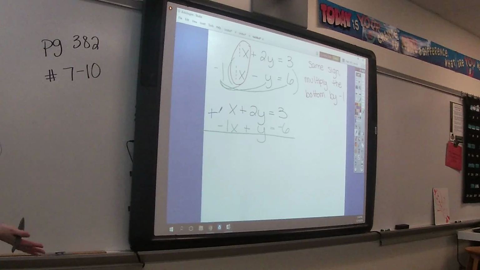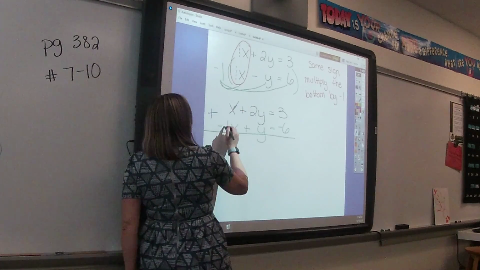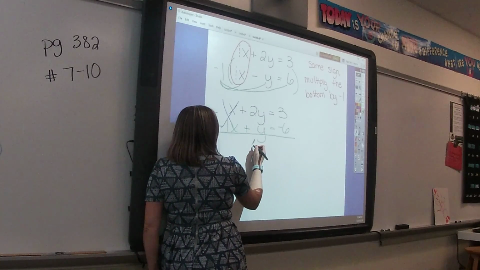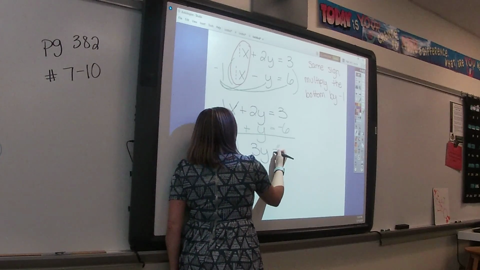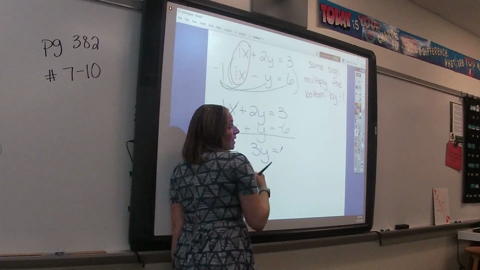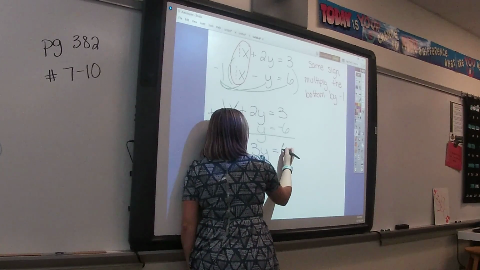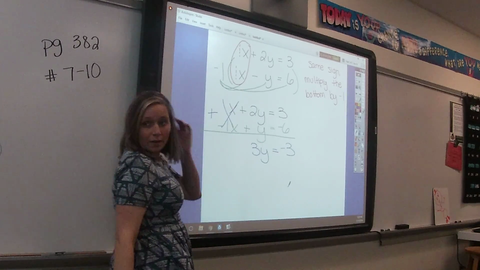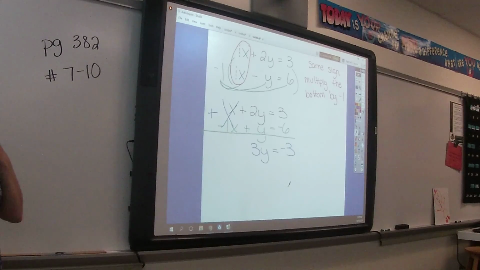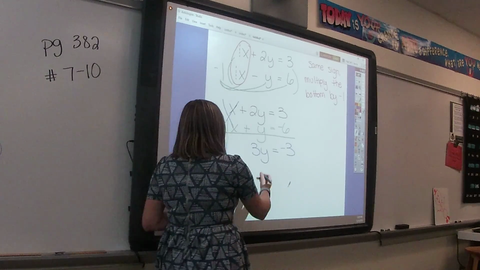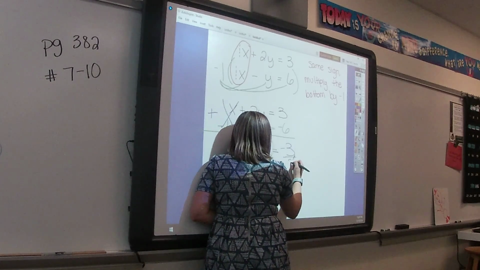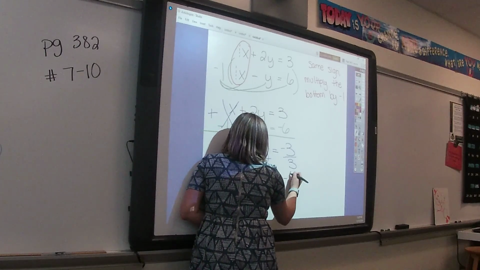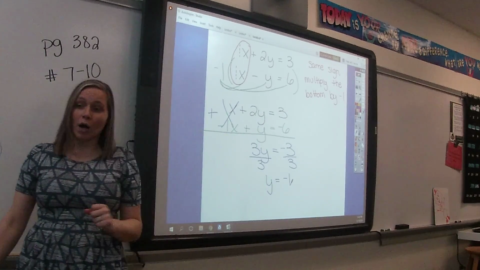So if we add straight down, x plus a -x is 0. Gone, right? That just cancels. 2y plus y is 3y. And 3 plus -6 is -3. And then do we divide from there? This is something that we know how to solve, so we can divide each side by 3, and we'll get y equals -1.